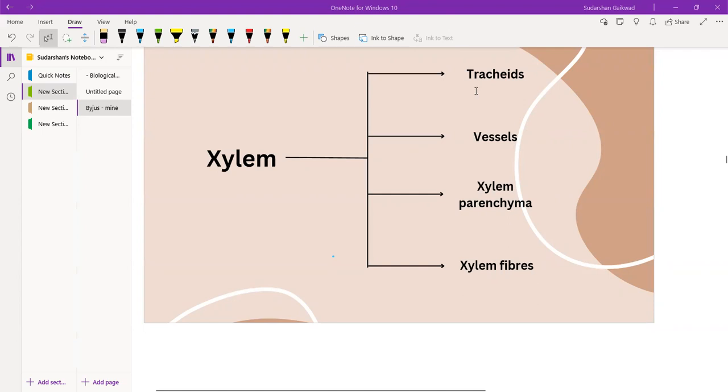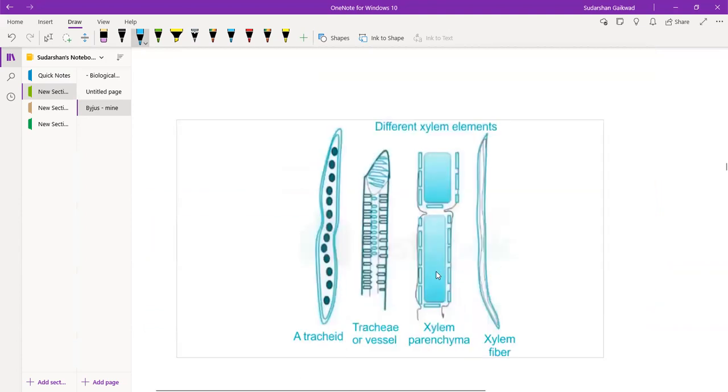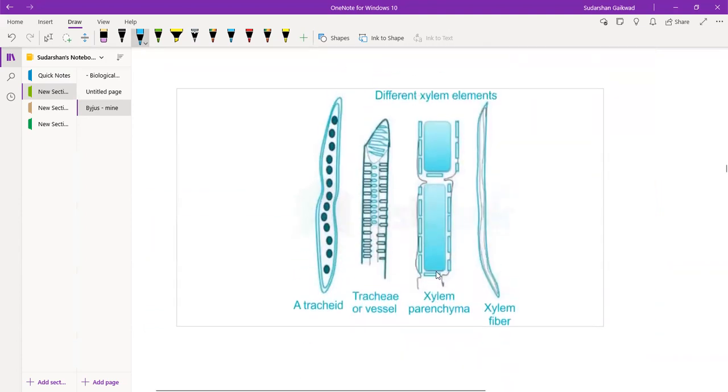So the first specialized tissue is xylem, and it has 4 components, that is tracheids, vessels, xylem parenchyma, and xylem fibers. So we will learn each component separately, its function and also its structure. These are the structures of these xylem components. You can see here, there are tracheids, vessels, parenchyma, and fiber in the xylem.